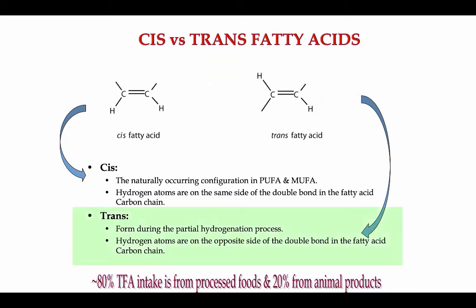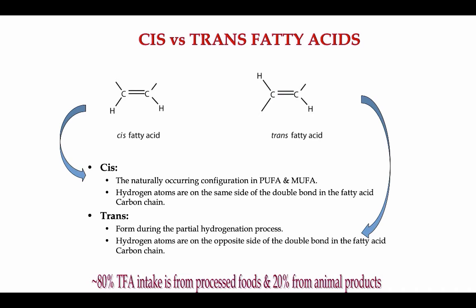If an unsaturated fat loses all its double bonds during the hydrogenation process, it becomes a saturated fat. But if any double bonds remain, then that fatty acid is partially hydrogenated, and it changes the chemistry of the fatty acid so that the hydrogens are on opposite sides of the double bond, and that's what trans fatty acid means, that the hydrogens are on opposite sides of the double bond.